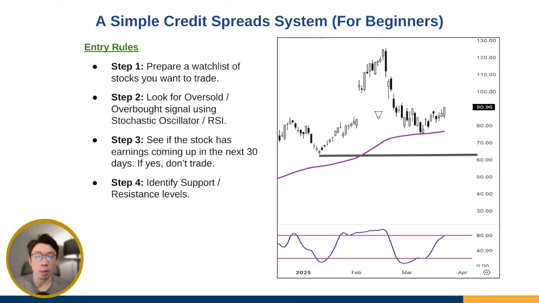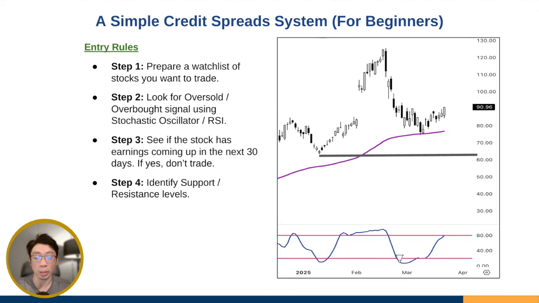Now, step number 4, this is where you identify support and resistance levels. This is a very important and integral part of this system because you want to add more odds on your side to let the probability favor the trade. So that is why you want to identify support and resistance levels.